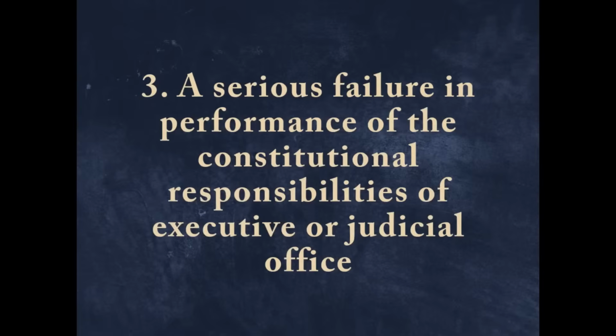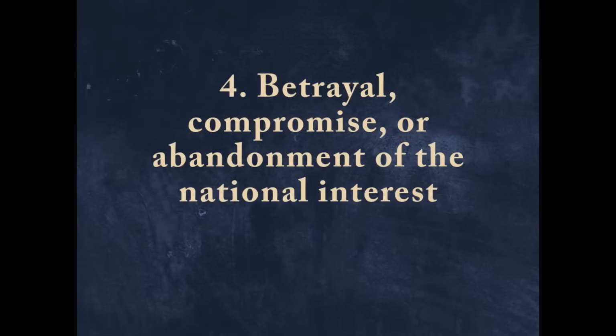Number 3, a serious failure in performance of the constitutional responsibilities of the executive or judicial office, whether they're doing it through affirmative acts or wrongfully omitting some action or evidencing culpable negligence or incompetence, is how Paulson describes it. Number 4, betrayal, compromise, or abandonment of the national interest. He described it as disloyalty, falling short of treason. It doesn't rise to the level of treason, but it's disloyal, or it's an intolerable conflict of interest between an officer's personal or financial interests and the duties of office.